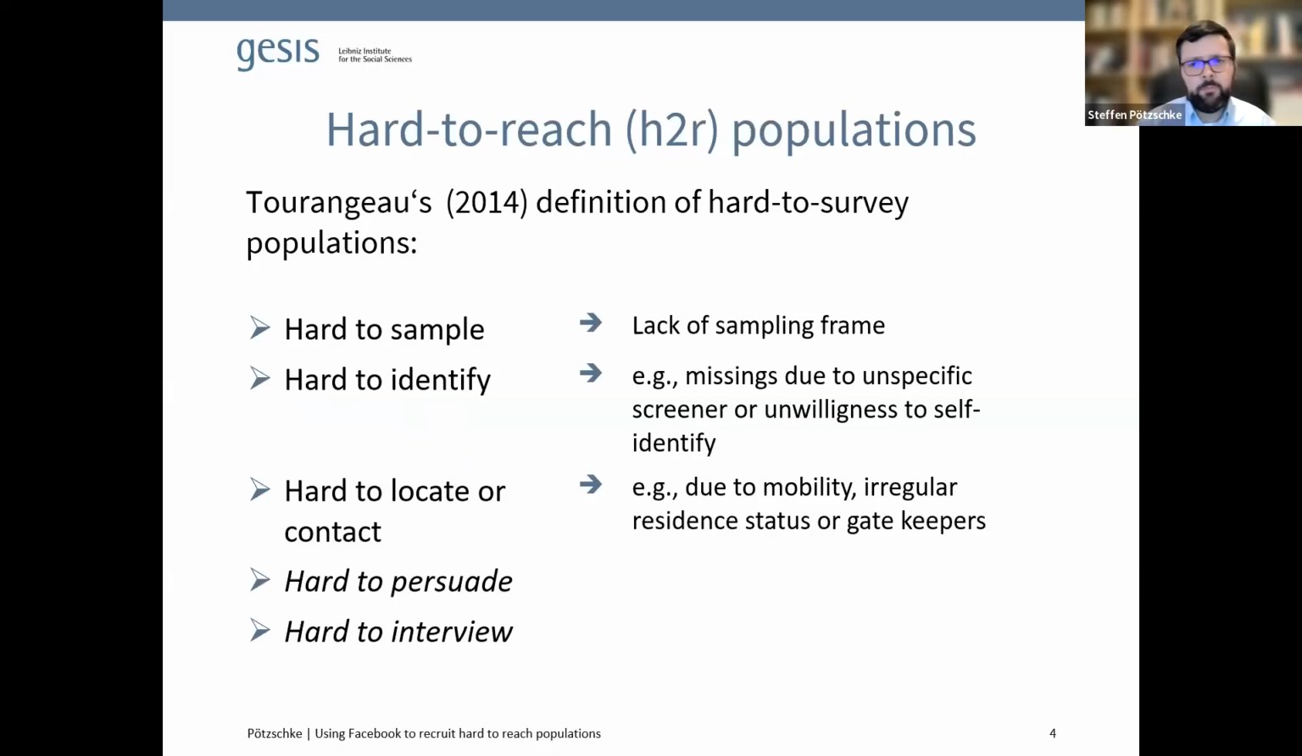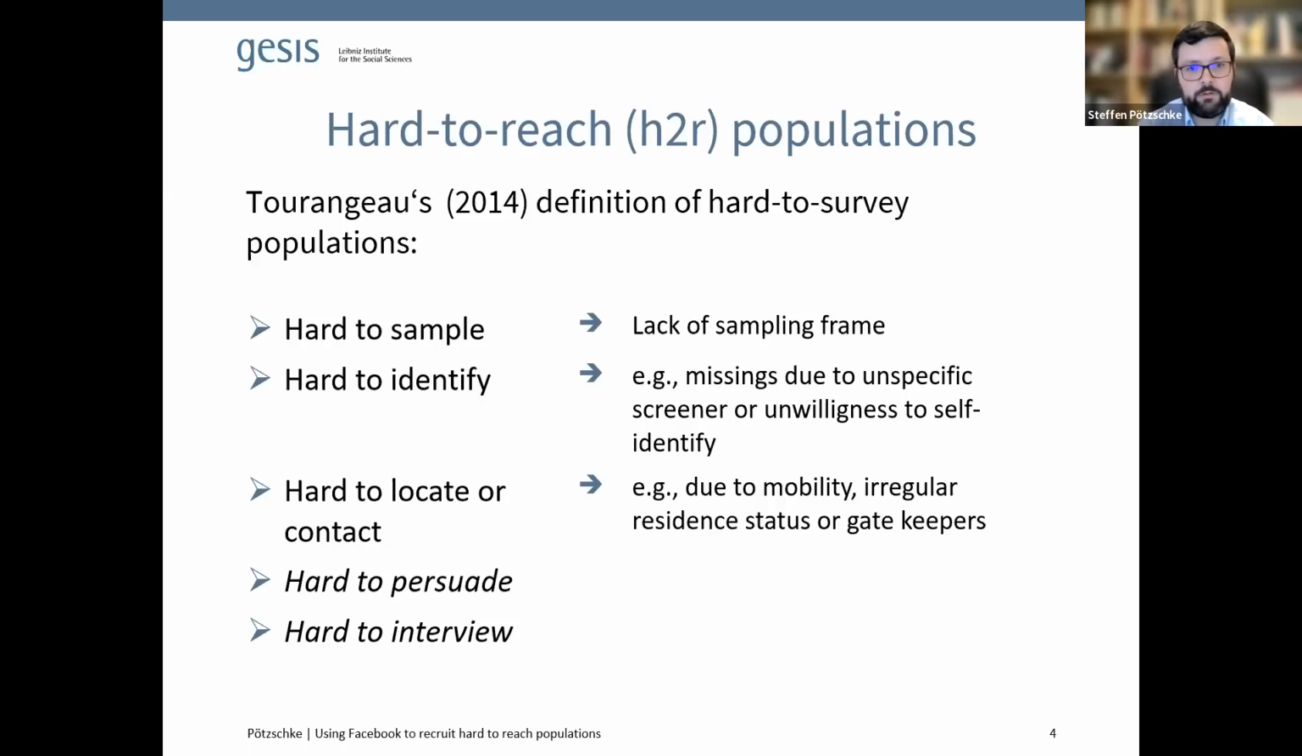First of all, it is important to think about whom I am talking about when talking about hard-to-reach populations. I'm building today on Tourangeau's definition of hard-to-survey populations. In this definition, Tourangeau differentiates five aspects of hard-to-survey populations. Today we're going to focus on the first three of those aspects, because that's where the Facebook advertisements functionality can help us to do our surveys, to reach our respondents.